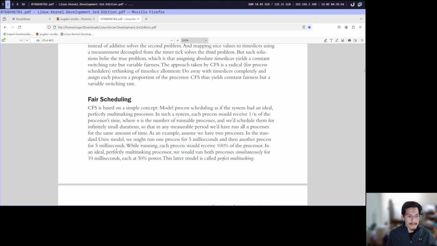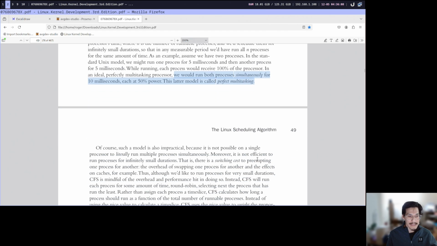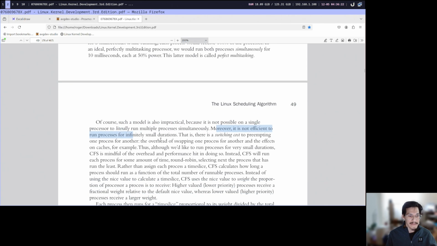Then if we have a multi-threaded, or multi-core CPU, we would run both processes simultaneously for 10 milliseconds each at 50% power. Okay, this latter model is called perfect multitasking. Of course, such a model is also impractical because it's not possible on a single processor to literally run multiple processes simultaneously. Moreover, it is not efficient to run processes for infinitely small durations. So this is like an ideal world, okay?